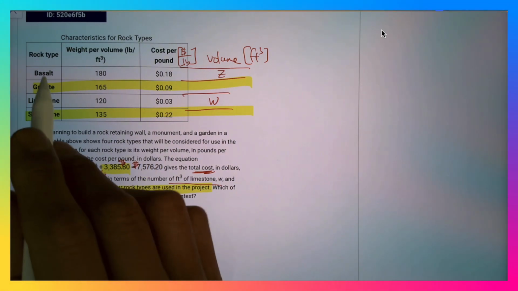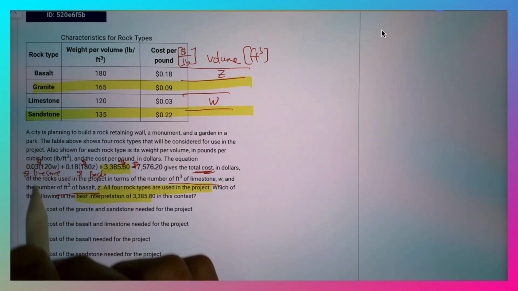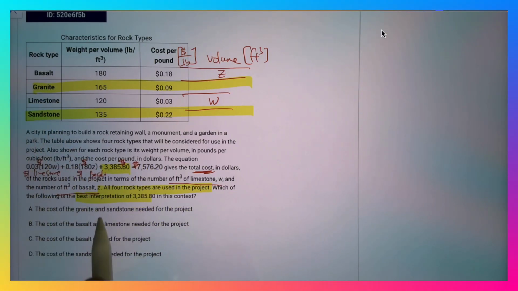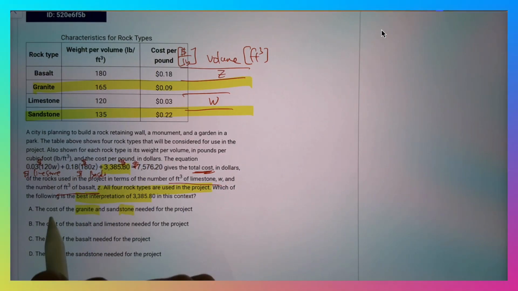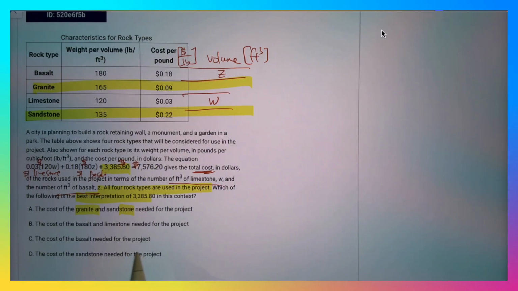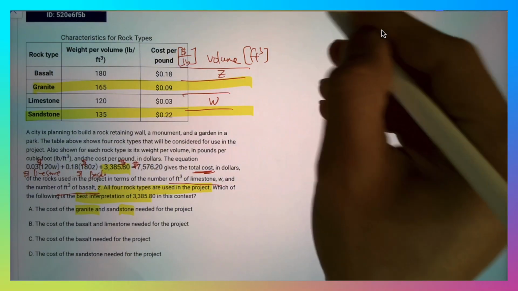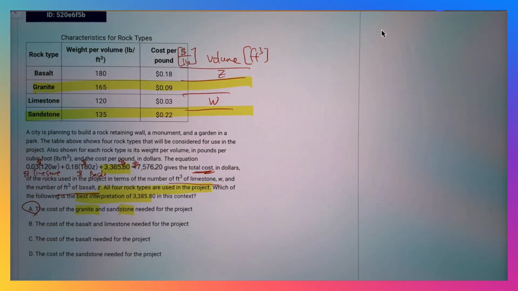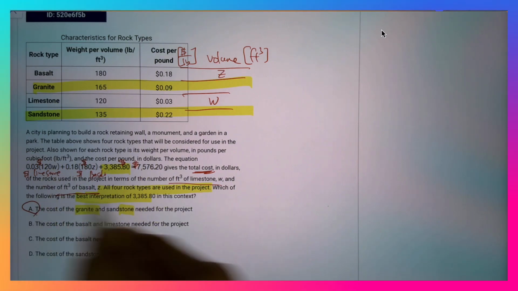And since choice A is mentioning that granite and sandstone, and the cost, yes, dollar sign. So it looks like A is a good answer choice. So we'll temporarily choose A to see if there's a better answer in B, C, and D. B: the cost of basalt and limestone needed for the project. Now that would have been the first 2 terms.